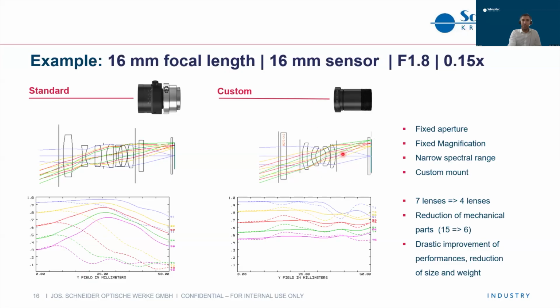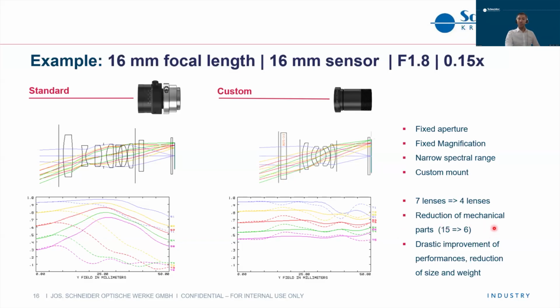We reduce the size, we reduce the weight, we improve also the MTF, with a much better MTF over the entire sensor size, because it doesn't need the mechanics for ease of use, and it doesn't need the variable aperture. We can simplify the mechanics drastically. So from 7 to 4 lenses, and from 15 mechanical parts to 6.